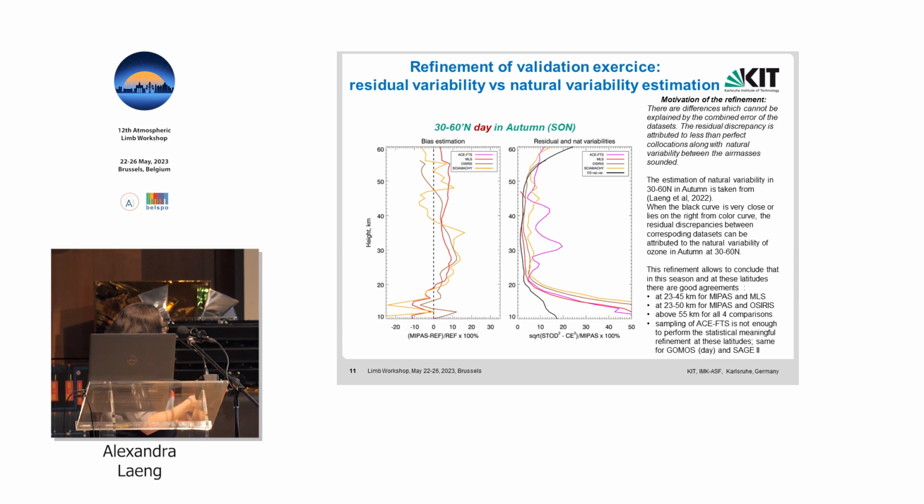So it is what is shown here. It is just the plot from the previous slide, but I added one curve here. It's a black curve. So this is natural variability of ozone at 30-60 north, day, in autumn. So basically, this refinement allows us to conclude that in this season at these latitudes, for MIPAS and MLS, for MIPAS and Azaris, there is good agreement, and for the other instruments probably the sampling is not enough. So especially don't blame ACE. I think this curve is so far on the right from the left just because of the insufficient sampling.